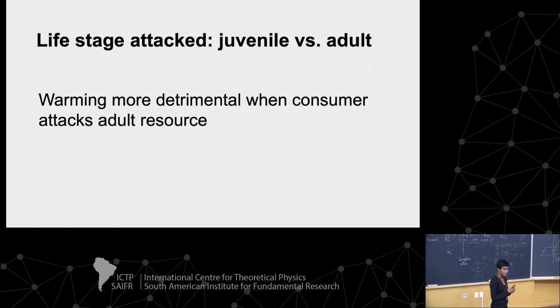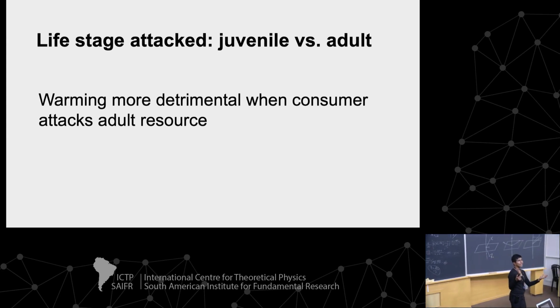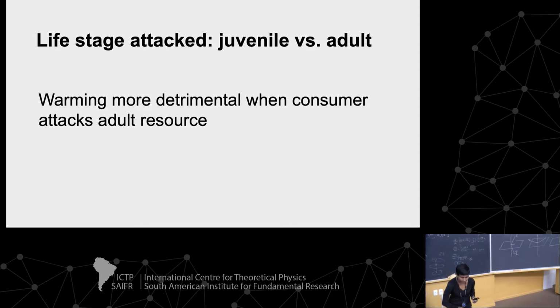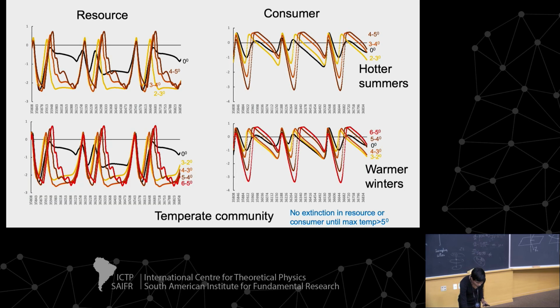Then let's look at this other axis, which is the life stage that the consumer attacks. Yes, Bill. If you go back to the example you're showing us, in the temperate regime you get coefficients of variation of order 1. But if I was reading the previous slide correctly, in some ways it's even more extreme than that, right? You have order of magnitude.